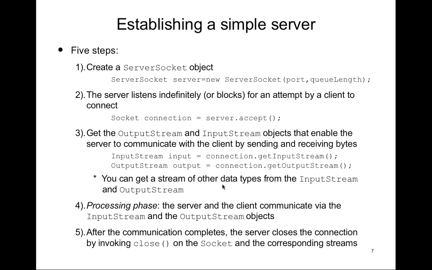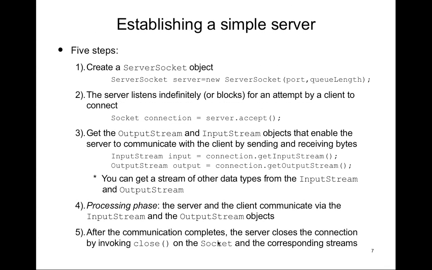So you can get a stream on the other end, another data type from the input stream or the output stream. Basically you're using one for input, one for output, and then you have the processing phase. The server and the client communicate via the input stream and the output stream objects to go back and forth. Send me something. Okay, here it is. I received it. Here, I'm going to send you something. Okay. And basically the communication goes back and forth. After the communication completes, then the server closes the connection, invokes a close on the socket and corresponding streams. So that seems pretty easy.